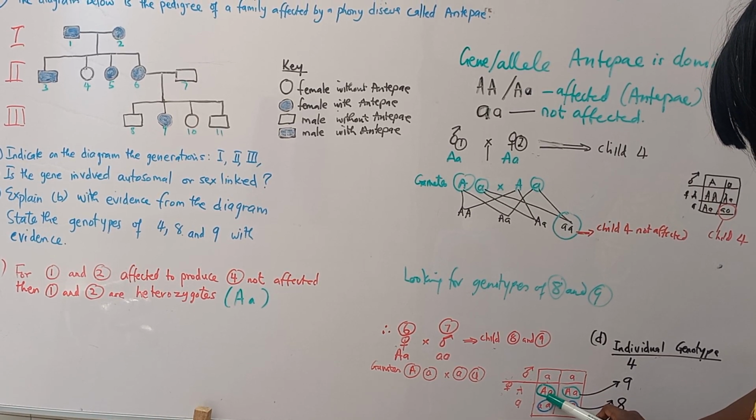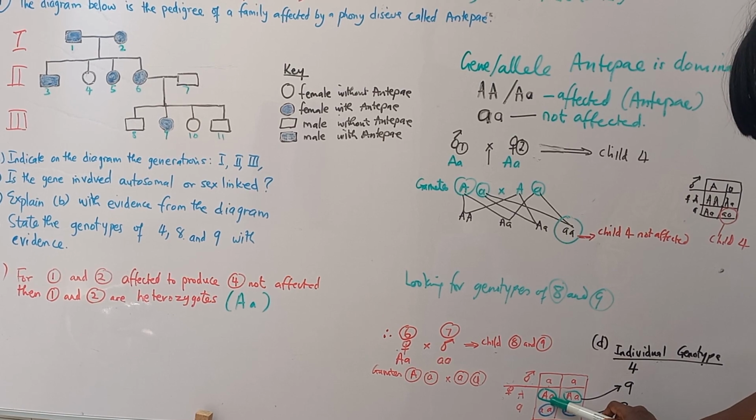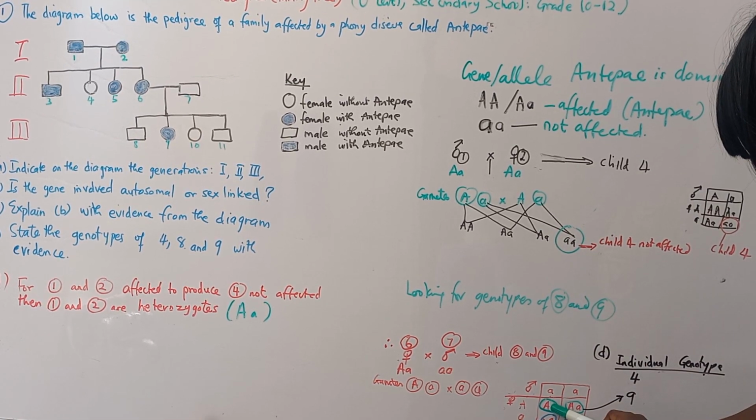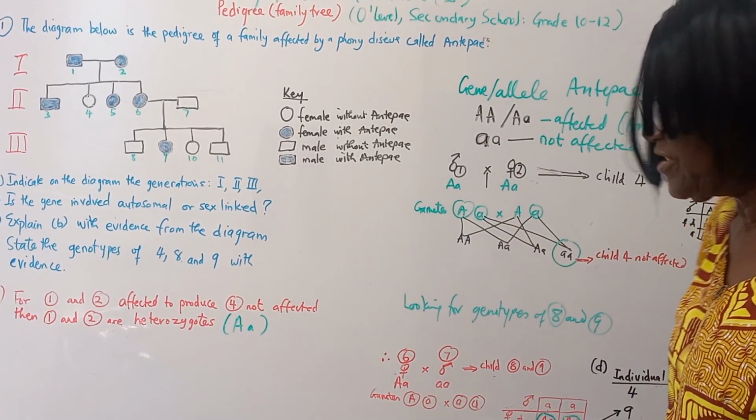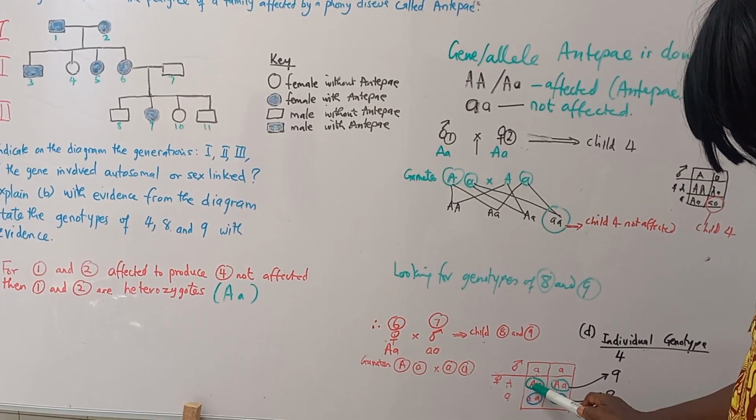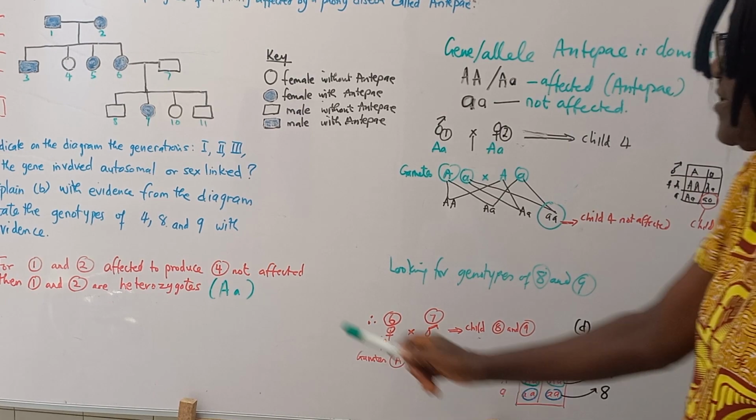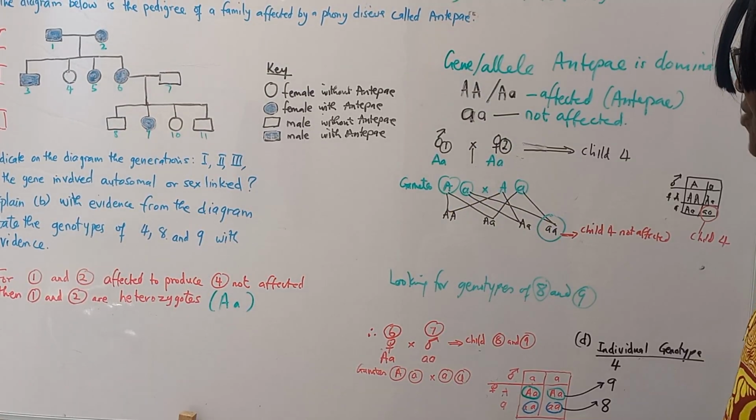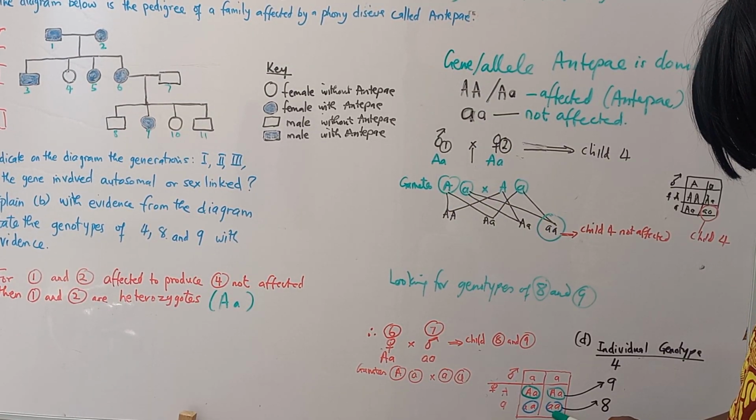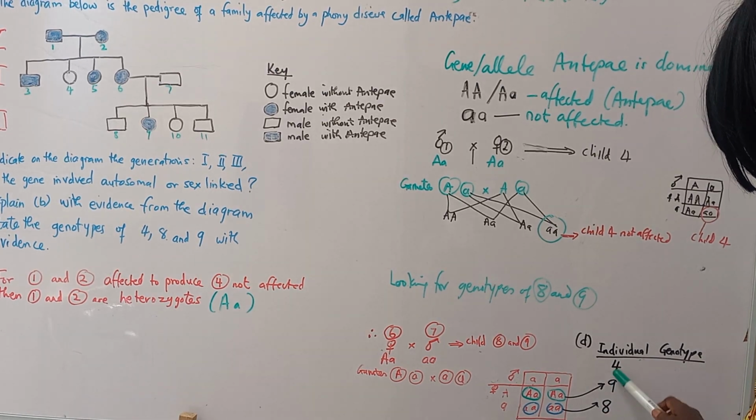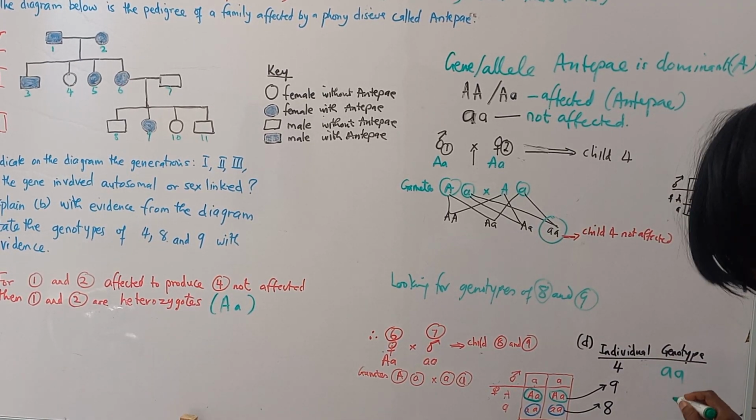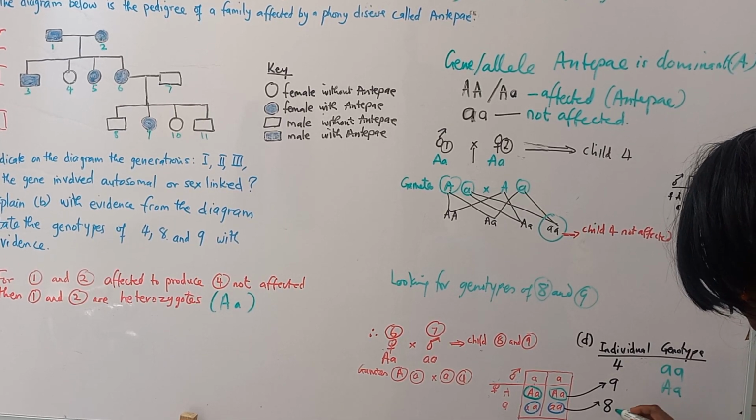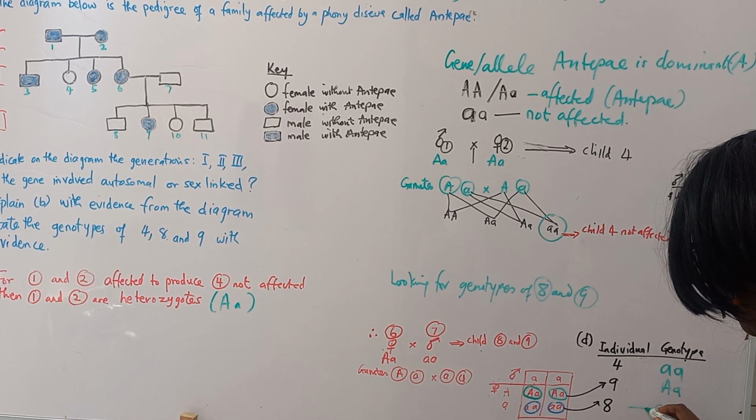This individual, big A, small a, is affected. And this is this individual. So the genotype of 9 is big A, small a. And the genotype of 8, who is not affected, is small a. So we've got the individuals and their genotype. 9 is affected, it has big A, small a. 8 is small a. So that is it.